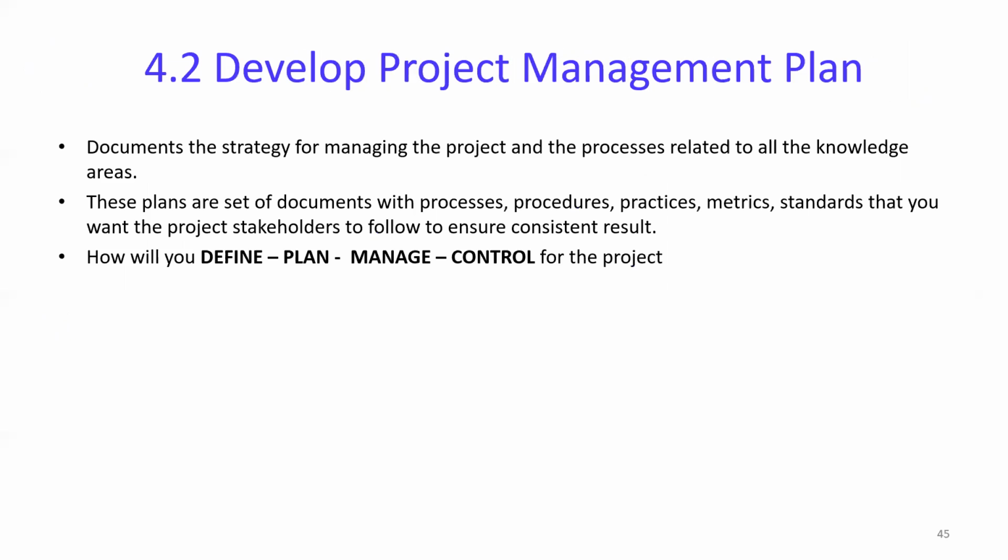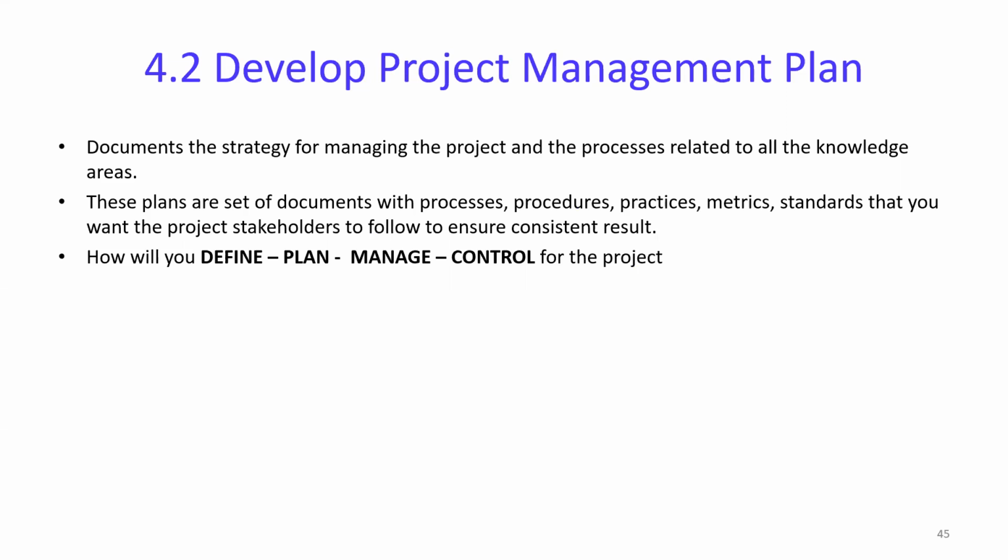Let's get started. So develop project management plan documents the strategy for managing the project and the processes related to all the knowledge areas. So how many knowledge areas do we have? We have 9 knowledge areas, right? Starting off with scope, 10 knowledge areas, but to make the plan, we are going to take the 9 management plans and then integrate them in the final project management plan. So totally, we have 10 knowledge areas, and we prepare one project management plan with 9 subplans, plus a few more plans, plus a few baselines. We'll see that in the next slide.